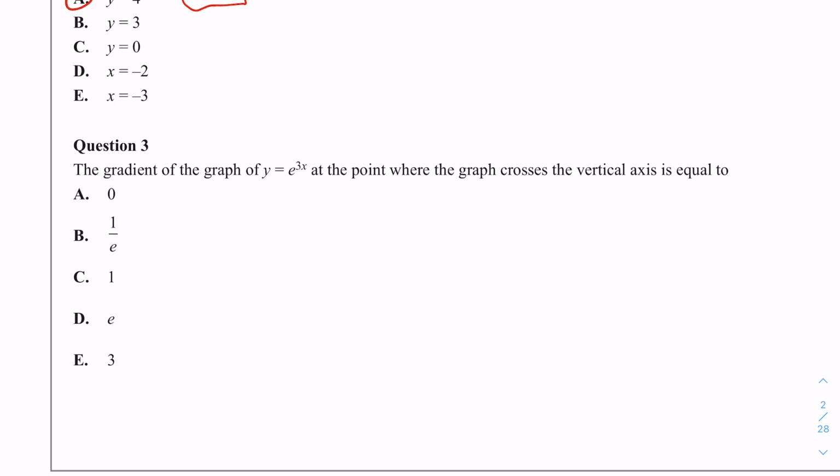The gradient of the graph of y equals e to the 3x at the point where the graph crosses the vertical axis is equal to. So the vertical axis, x equals 0. First we'll differentiate it, and dy/dx is 3e to the 3x, and at x equals 0, that's e to the 0, which is 1. So dy/dx is equal to 3.